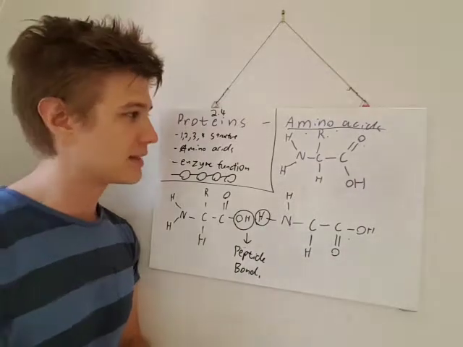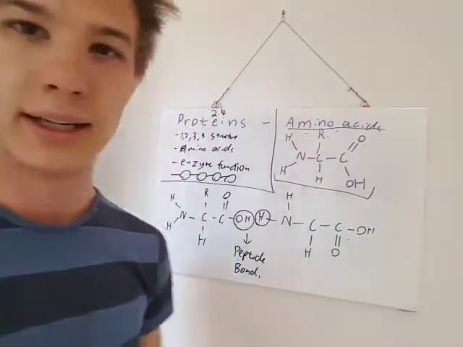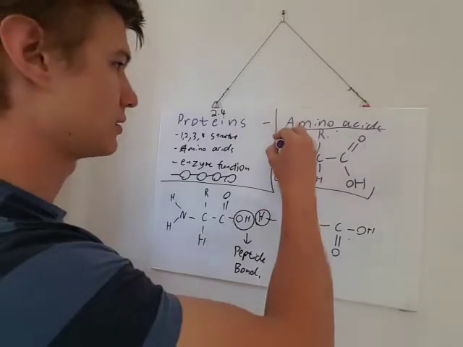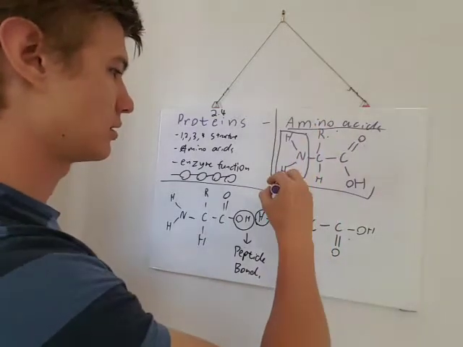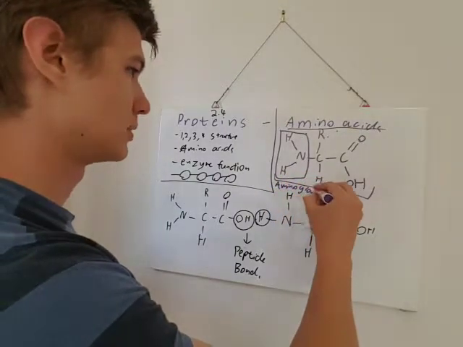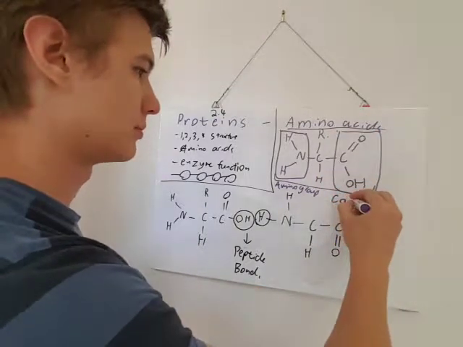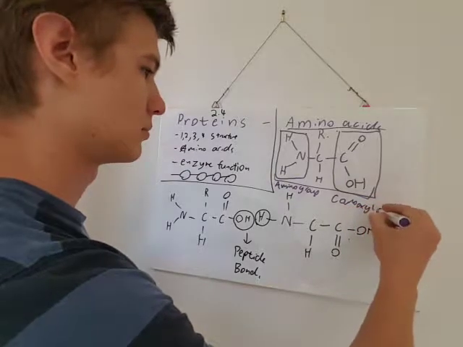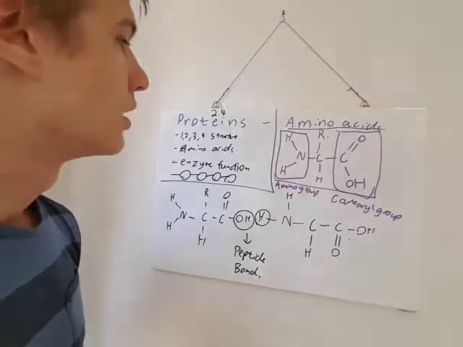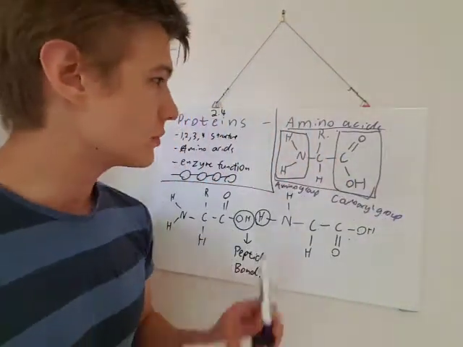So this is an amino acid. It has an amino group and a carboxyl group. So this is the amino group, and this is a carboxyl group. It's a really good idea to know this. Okay, and then they have their kind of central carbon. Yep, central carbon in the middle.